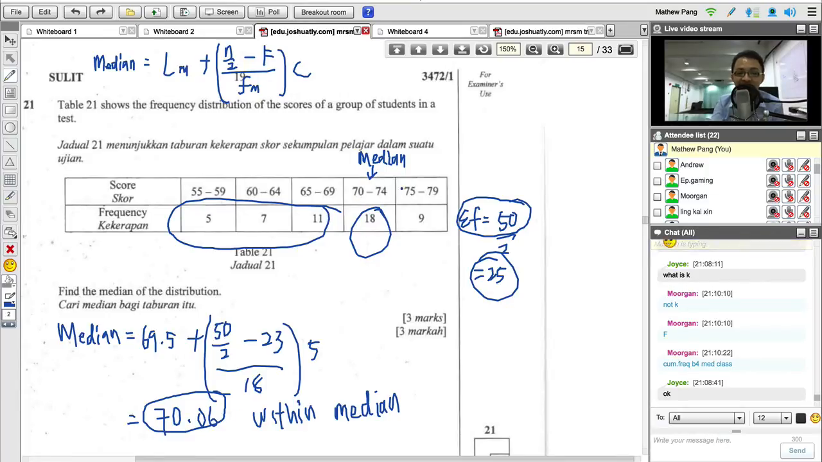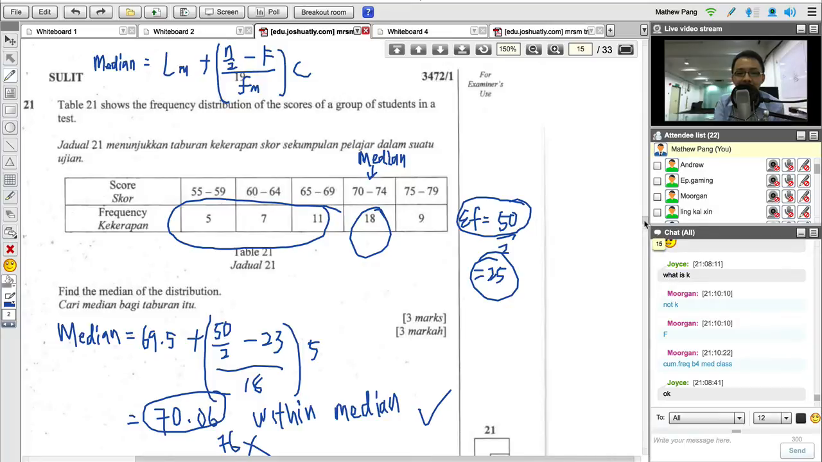If your final answer over here was 76, it means this one is already wrong, because the median value should be inside the median class. If your median value is outside of the median class, it means your median value is wrong. This is how we check whether our answer is correct or not. I hope this is a hint for you, just in case you're not sure whether you got it correct in your exam. Alright, question 22.